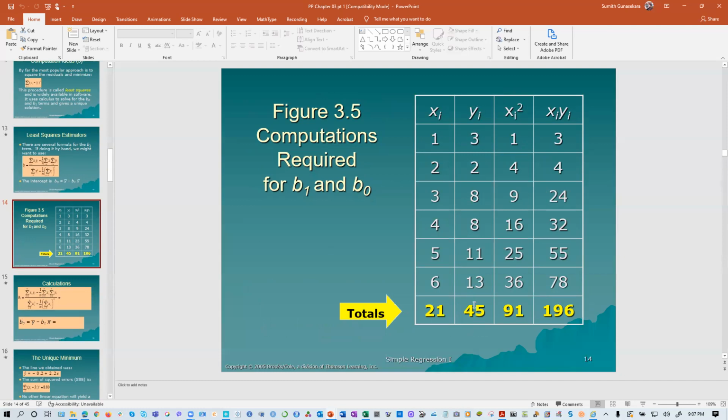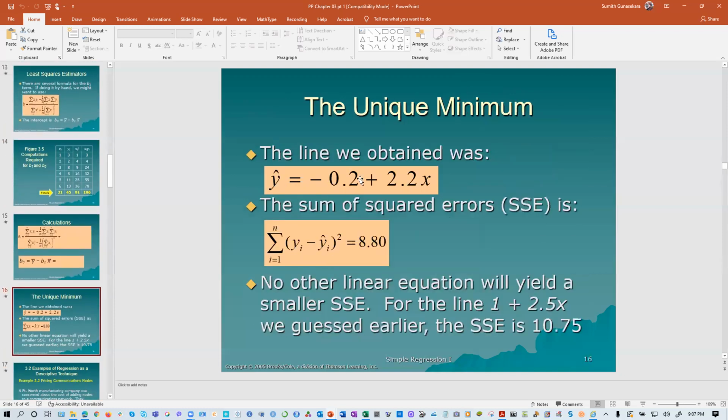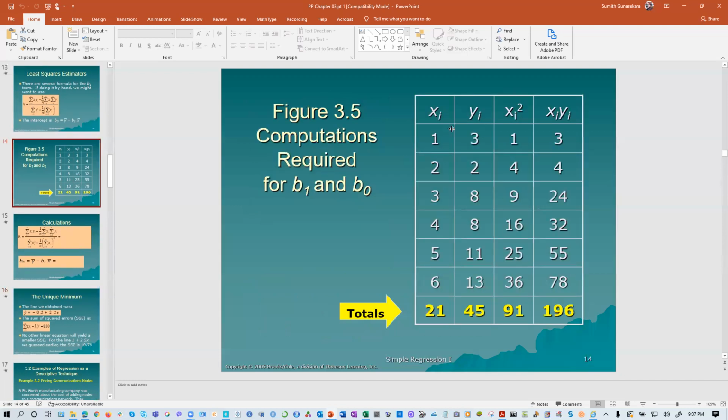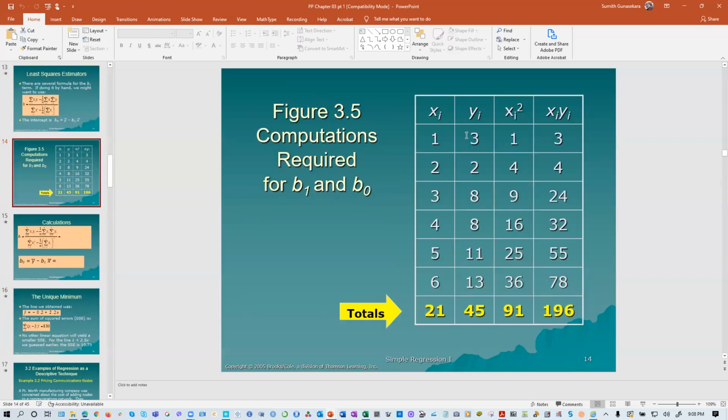I don't need the variance of this guy, I don't need the variance of this guy. I need the error. How do you get the error? You have a y variable for a given x, and then you fit it into this one and calculate your y hat. For a given x equals 1, you plug in x equals 1 over here. Then you get negative 0.2 plus 2.2, which becomes 2. Y was 3 over here, and your estimated value is 2.